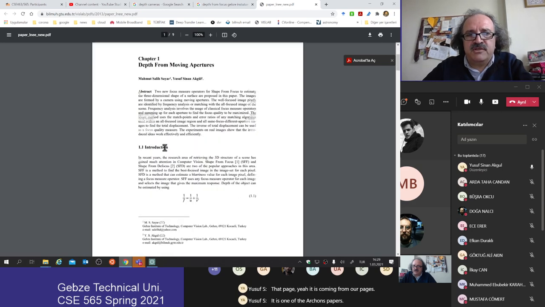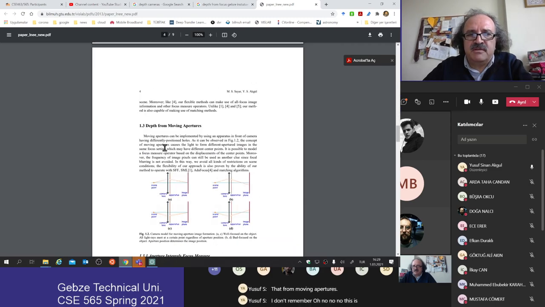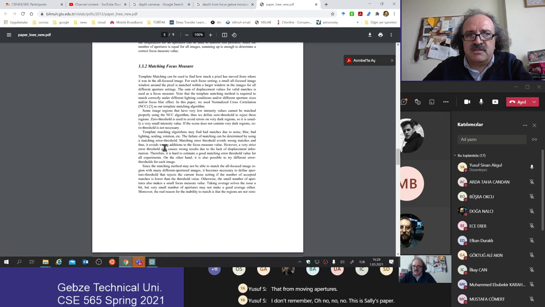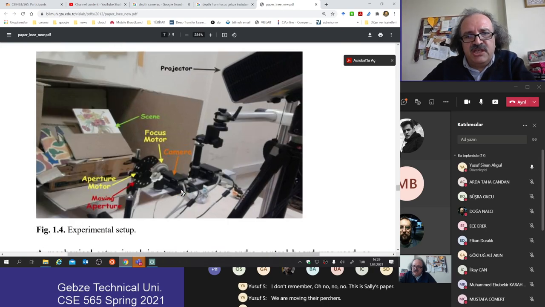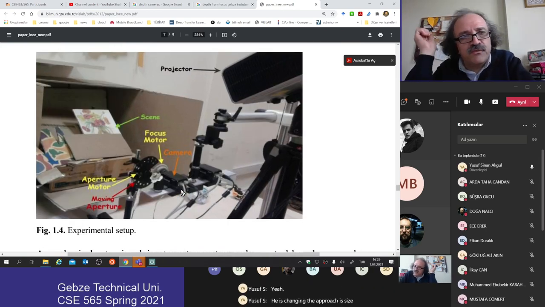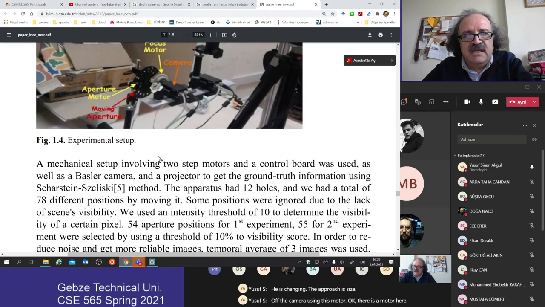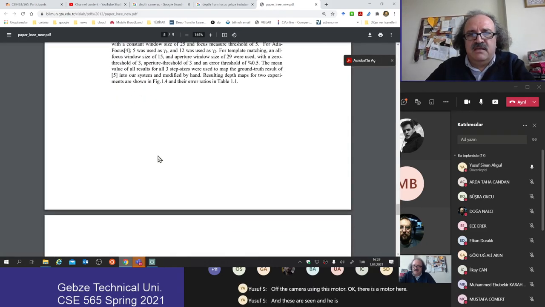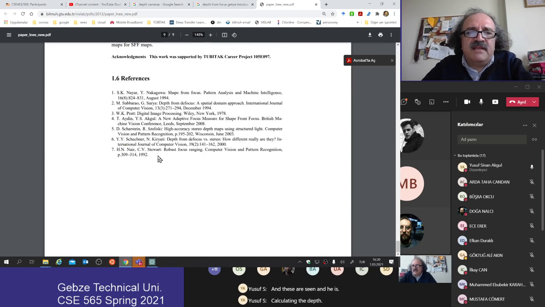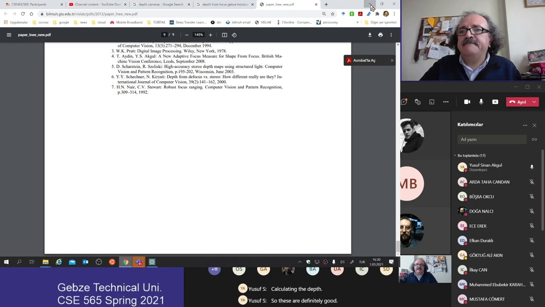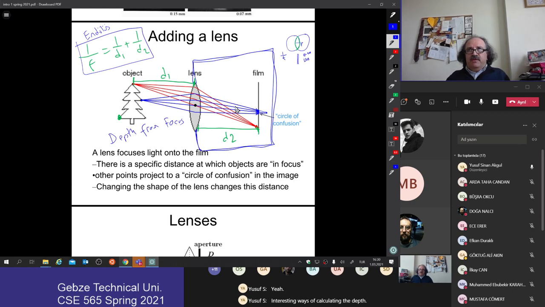Depth from moving apertures. I don't remember. Oh, no. This is Salih's paper. We are moving the apertures. Yeah. He is changing the aperture size of the camera using this motor. Okay. There is a motor here. And these are seen, and he is calculating the depth. So these are definitely good, interesting ways of calculating the depth. And there are ways of doing it.